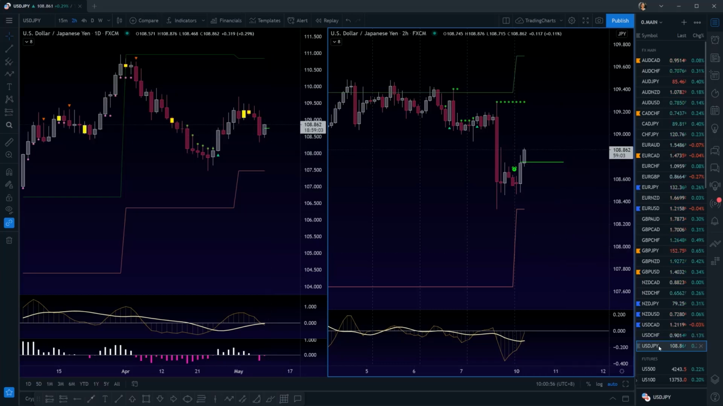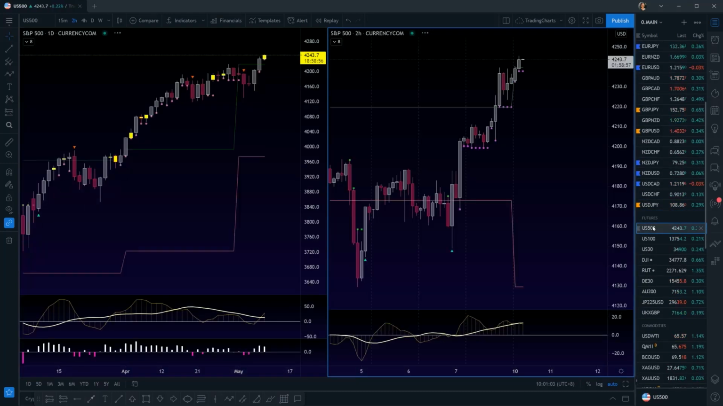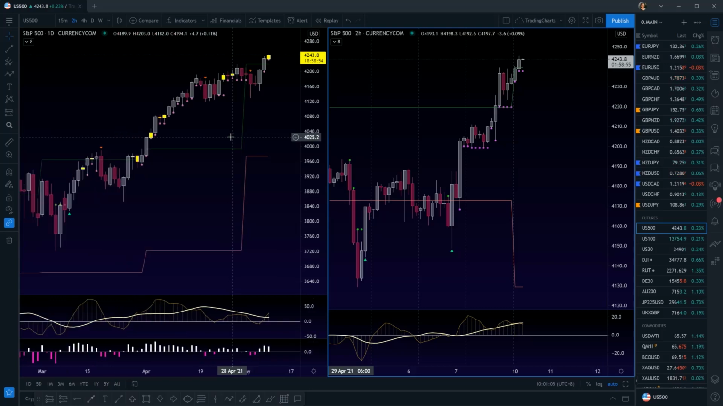Okay, so let's move on to the indices. S&P 500 all-time high.